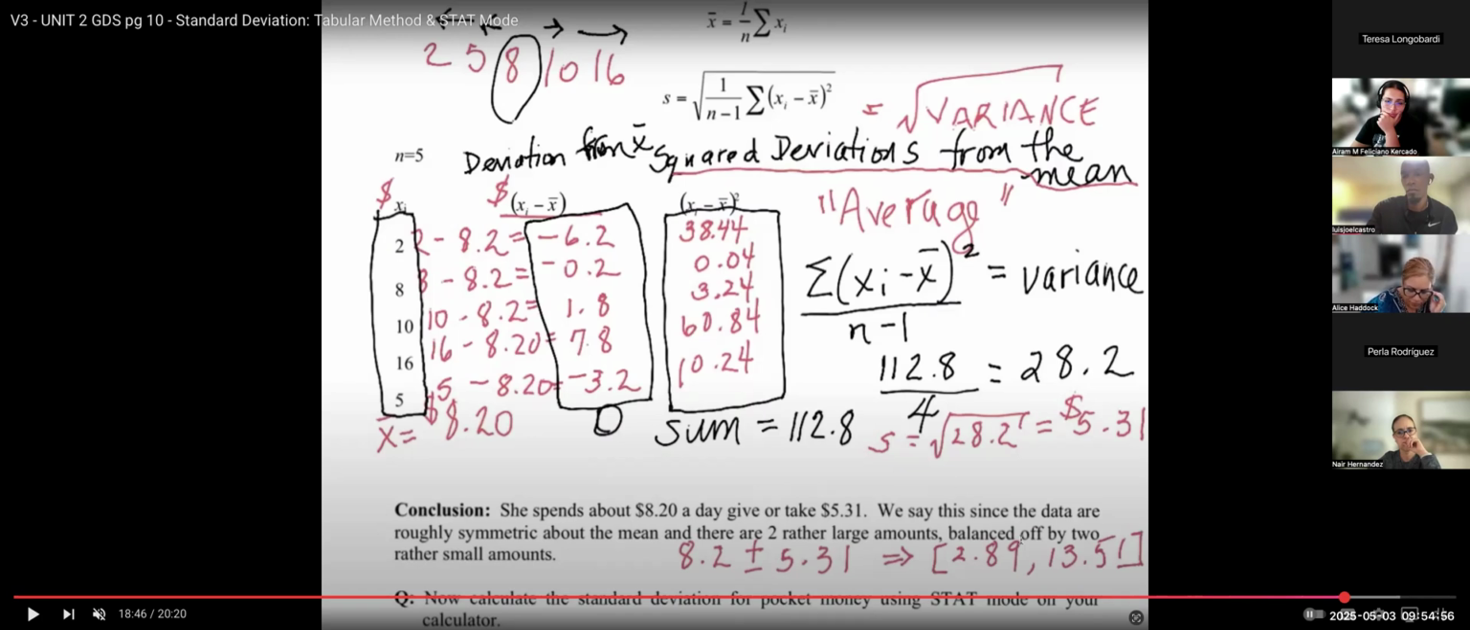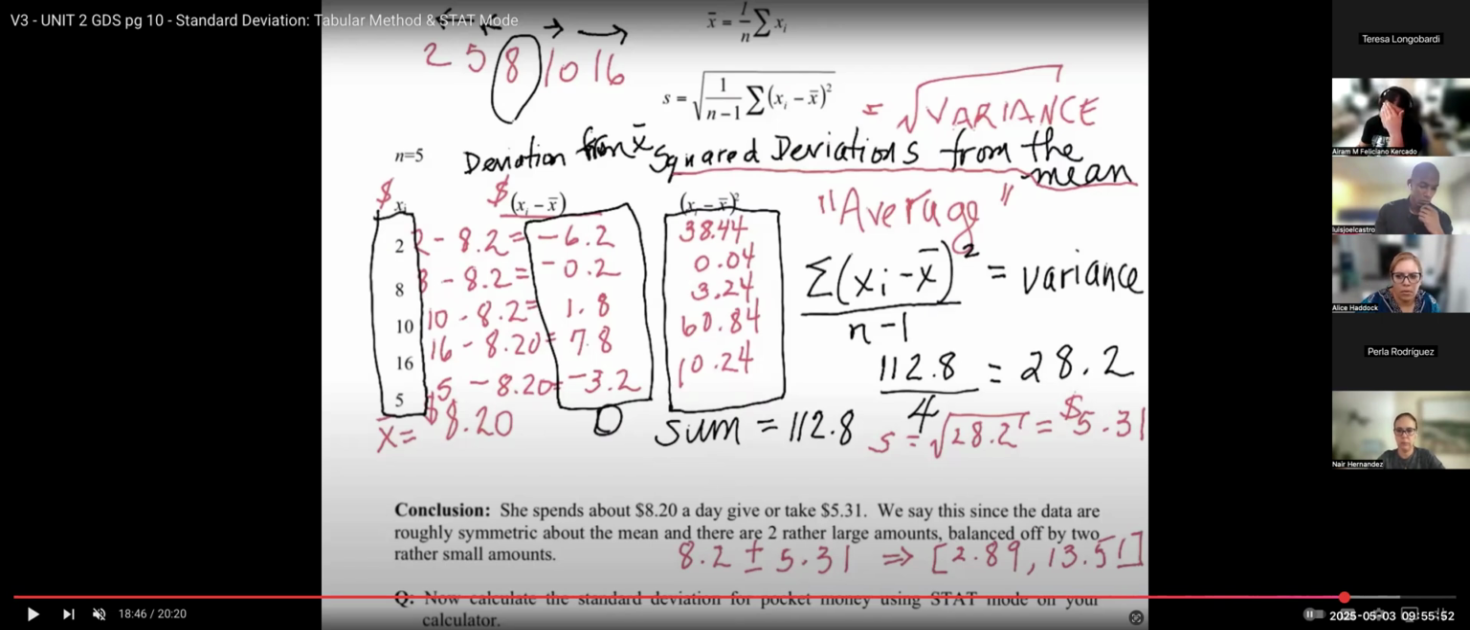Is it true though? Wait, did you check? You have to add and subtract. So 8.2 plus and minus 2 times 5.31, so 8.2 plus and minus 10.62. I don't really want to write it out. Can you guys verify? What are the limits of 2 standard deviations from the mean? It's negative something, and it's going to be 18 something or 19.